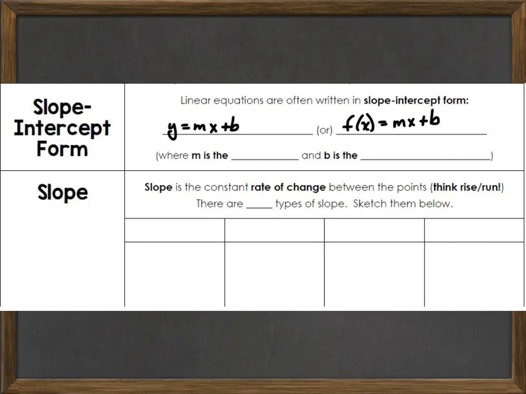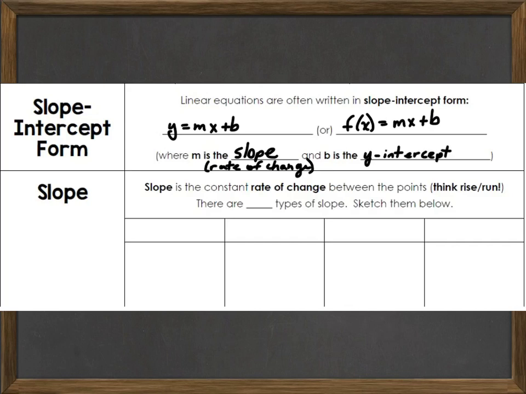Okay, where m, if you remember hopefully, is the slope of the line, which is also the rate of change of the line. I'm going to write that underneath. Rate of change. And b is the y-intercept, or where it crosses the y-axis.